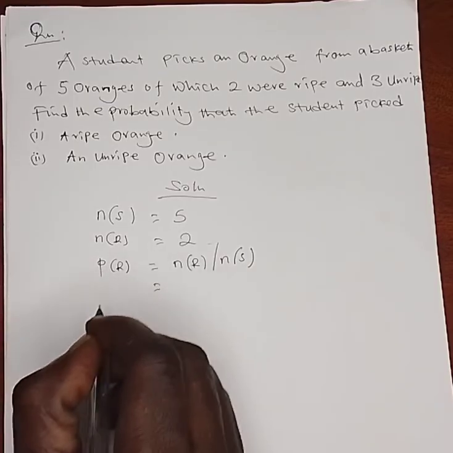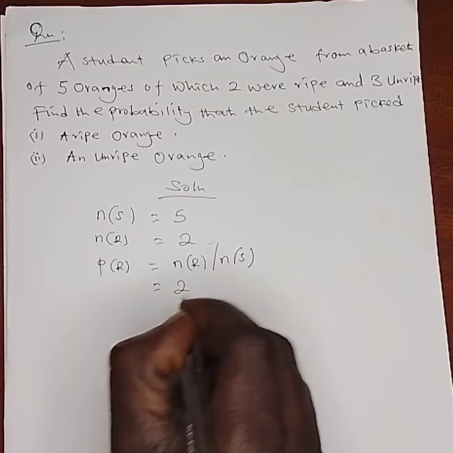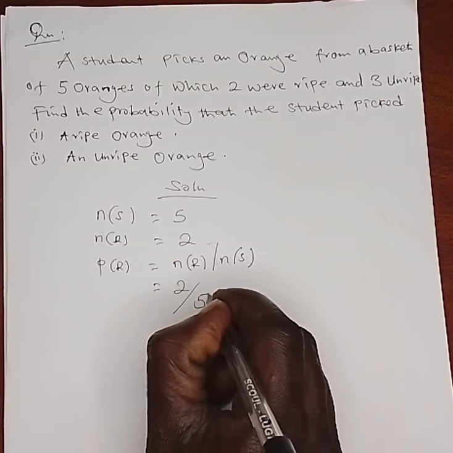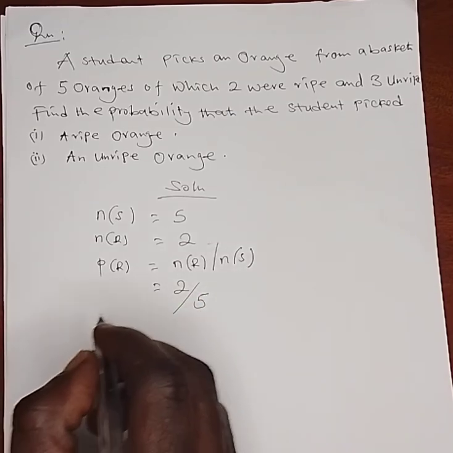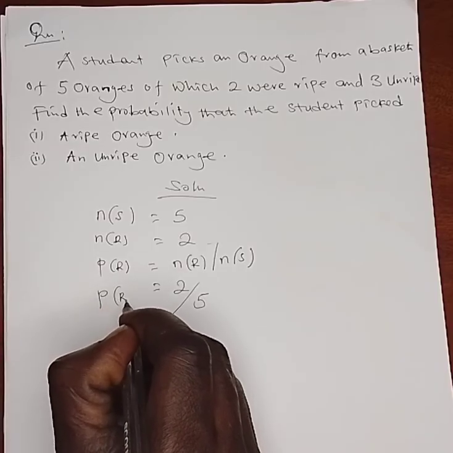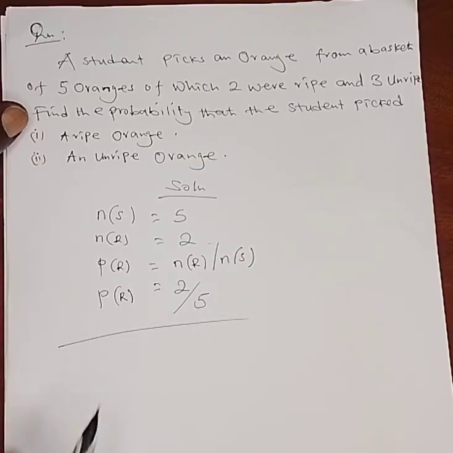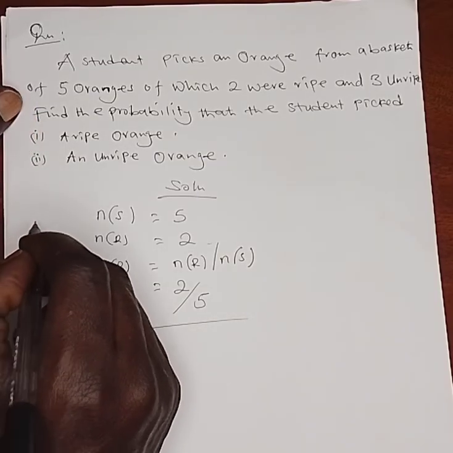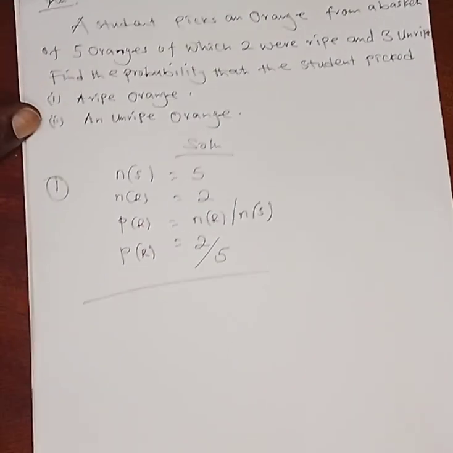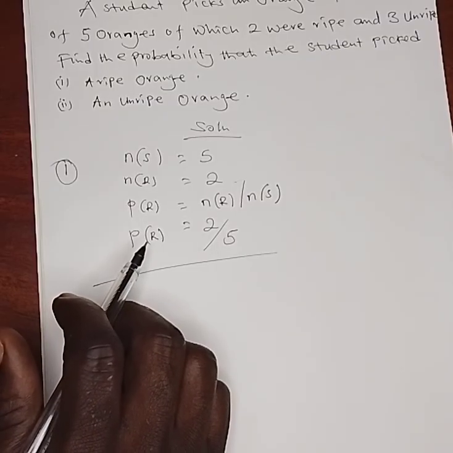So this will give you the number of ripe oranges, which were 2, out of what? Out of 5. 2 out of 5. And that's your probability of picking a ripe orange. It was 2 out of 5, and that's your probability. That was in the question Roman number 1: the probability of picking a ripe orange was 2 out of 5.